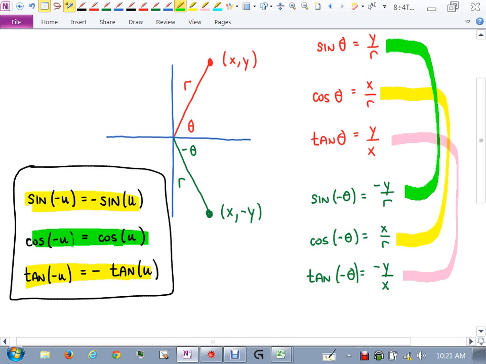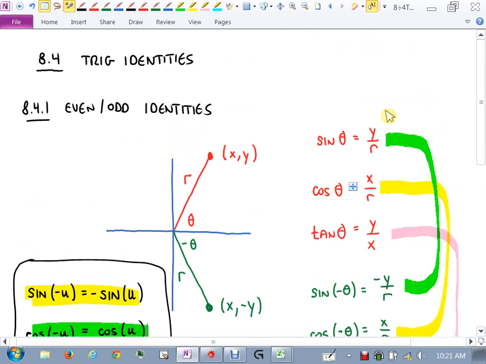But all you need to know is those identities. Now, let's begin with the fun stuff with identities, all right? Those are the only two.